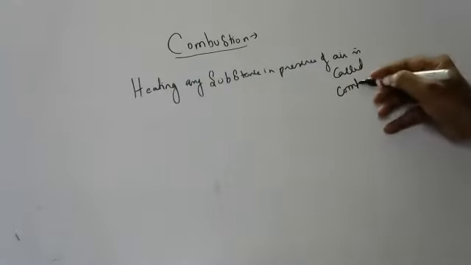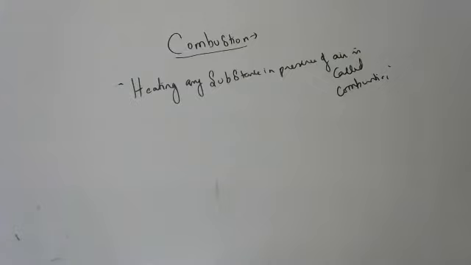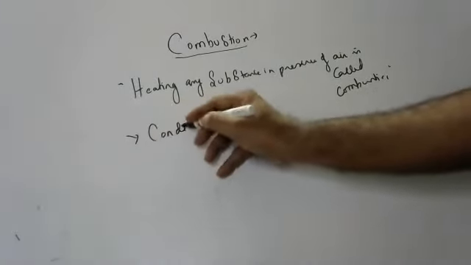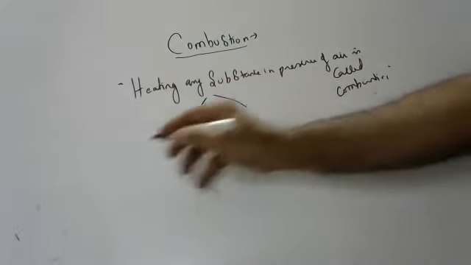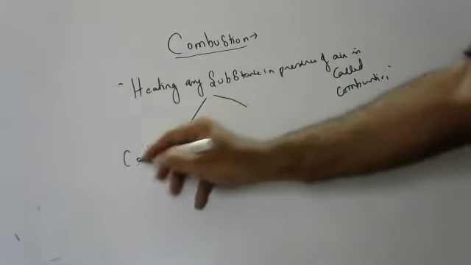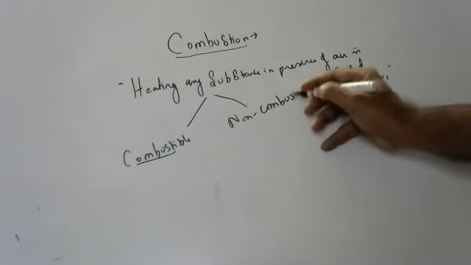If you take a paper and burn it with fire, that is also called combustion. What are the conditions necessary for combustion? First, what are the two types of substances? There are two types: combustible substances, which will catch fire, and non-combustible substances, which cannot undergo combustion.